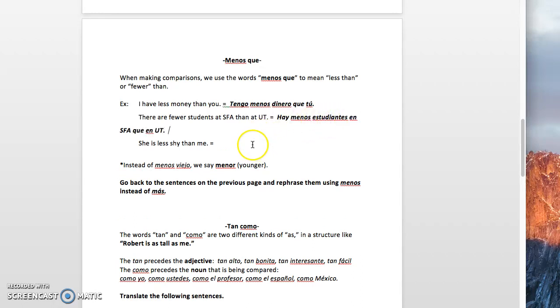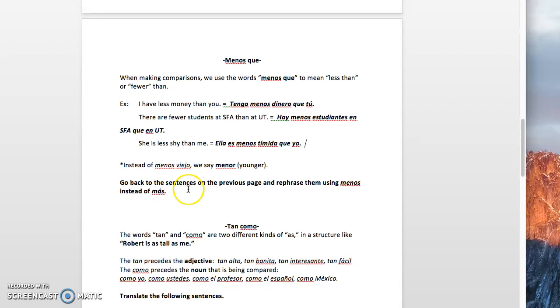And she's less shy than me, less shy than I am. Ella es menos tímida que yo. Just like we had mayor for older, we also have a term menor for younger.